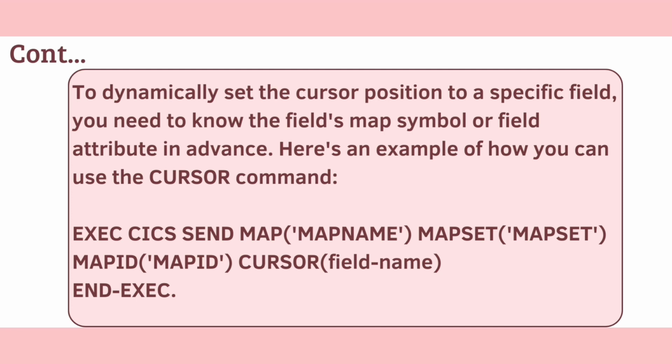Please go through it. In this example, the cursor command is used in conjunction with the send map command. It specifies the field name parameter, which represents the map symbol or field attribute of the desired field. The cursor will be positioned on that field when the map is displayed. It's important to note that the field you are setting the cursor to should be defined as an input field and allow cursor movement. Additionally, the specified field name must correspond to a valid field on the map being sent.